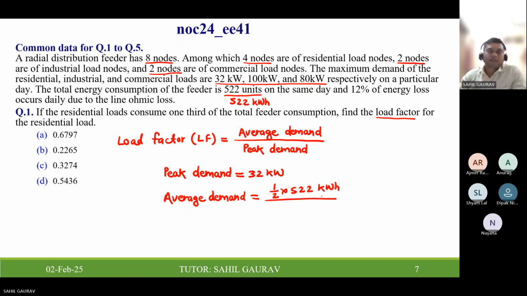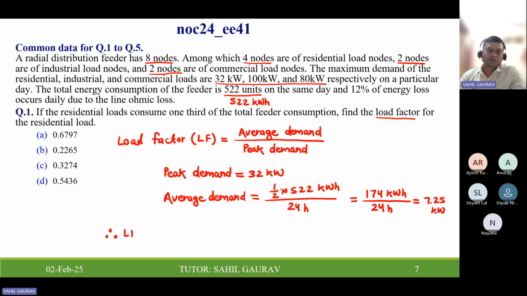So for the day, we have to divide by the number of hours in a day. So you will divide by 24 hours. So you will get 174 kilowatt hour on 24 hour. You will get 7.25 kilowatt.